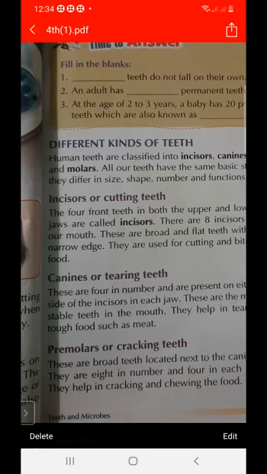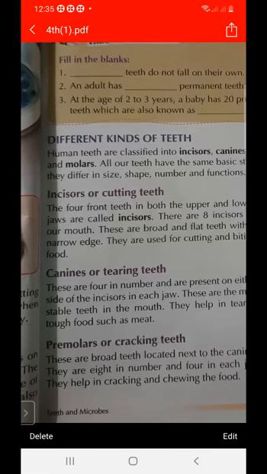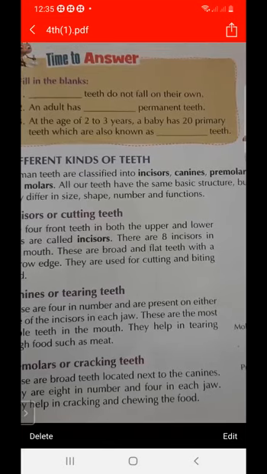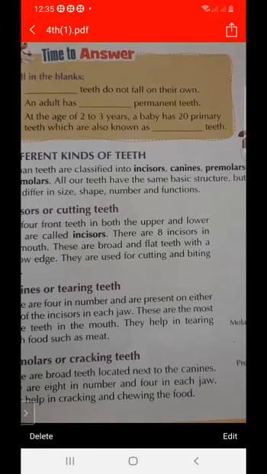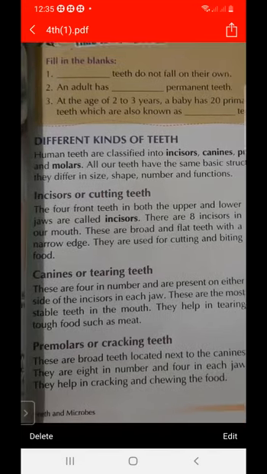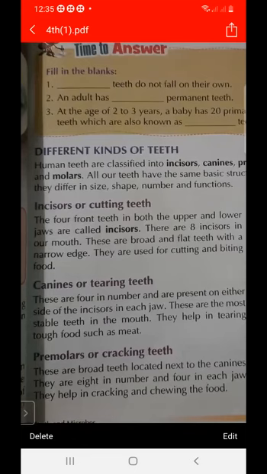So you have to remember, what do you mean by incisor? The four front teeth in both upper jaw and lower jaw are called incisor. And what are the numbers of incisor? Four in the upper jaw and four in the lower jaw, so total eight. And why are they called cutting teeth? Because they are broad and flat teeth with a narrow edge. What is the purpose of these teeth? They are used for cutting and biting the food.